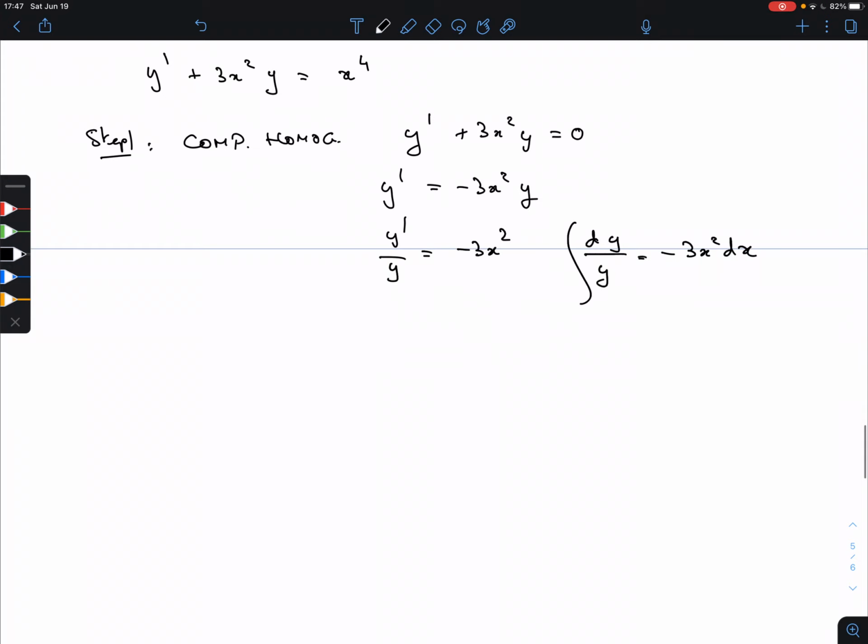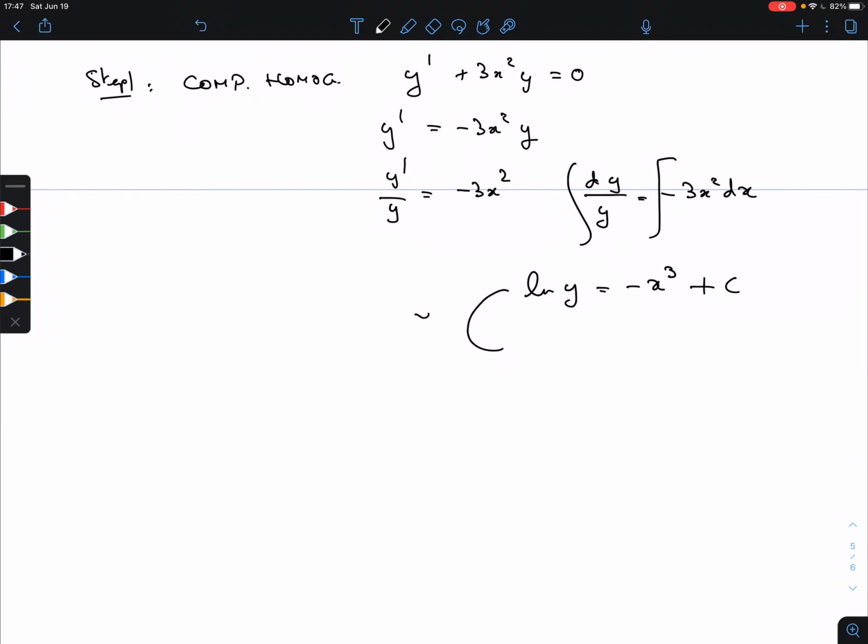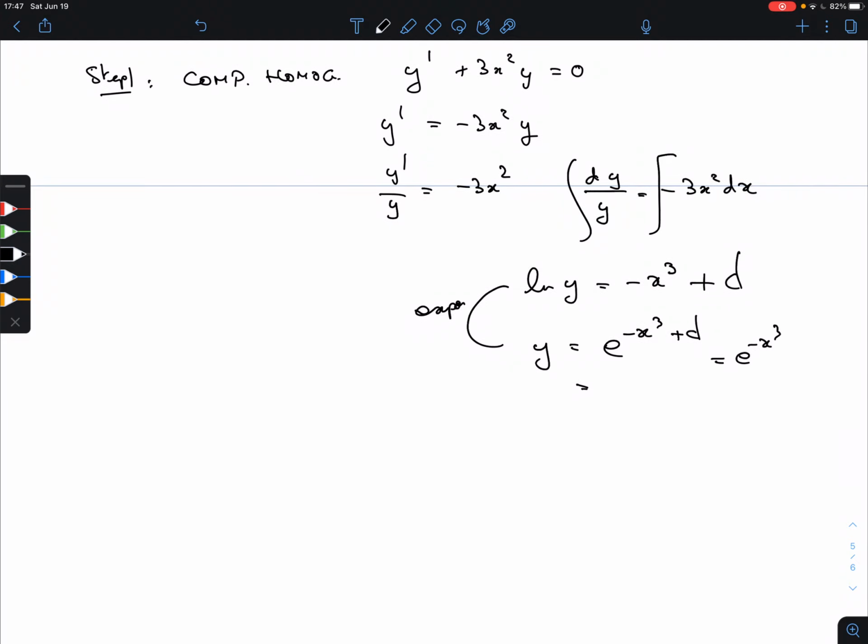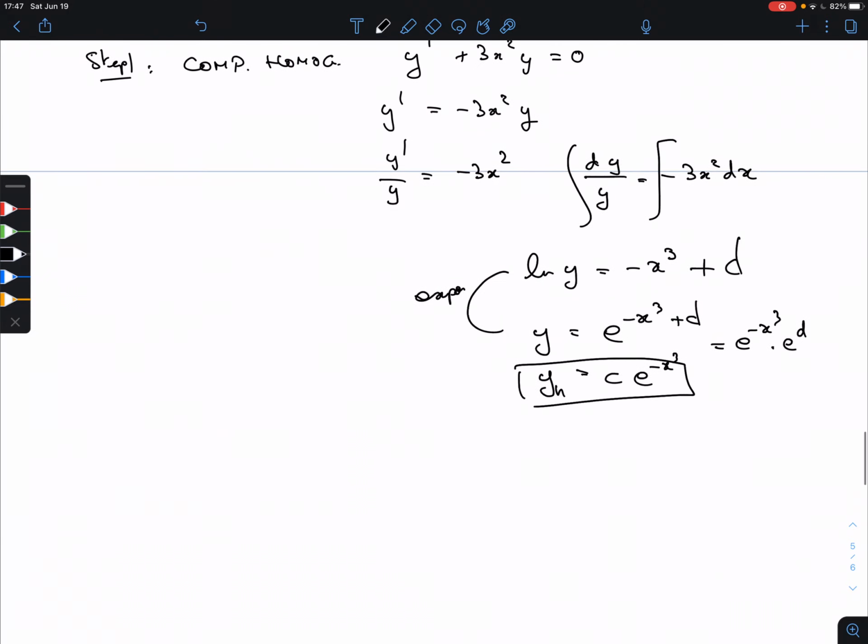Okay, so if I integrate, this is ln of y is equal to minus x cubed plus a constant. But yes, the constant we need for the general case, and we need to exponentiate here. So y is equal to e to the minus x cubed plus c, or plus d, let's call it d now, because I'm going to write this as e^(minus x cubed) times e^d, and then I'm going to make that into a c, right? C e^(minus x cubed). So this is my general homogeneous solution. What do we do next?